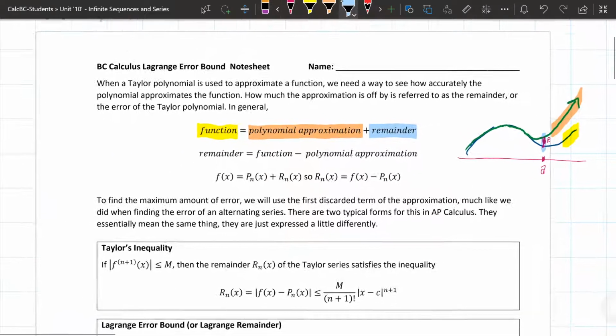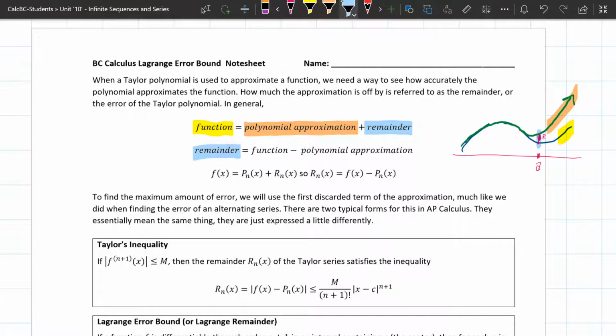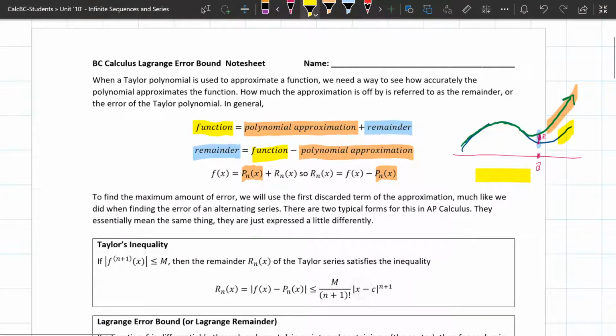Likewise, we can solve for the remainder and say the remainder equals our function minus the polynomial approximation. Our polynomial approximation is our P sub n. So again, we've got our symbolic versions here, the same equations, just written symbolically instead of in words. The first one goes with the first equation, the second one goes with the second.